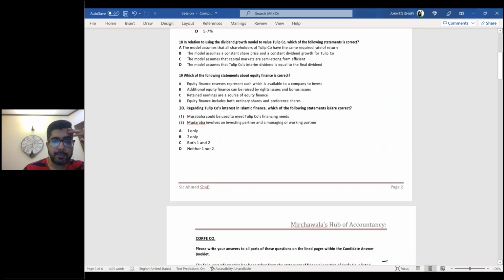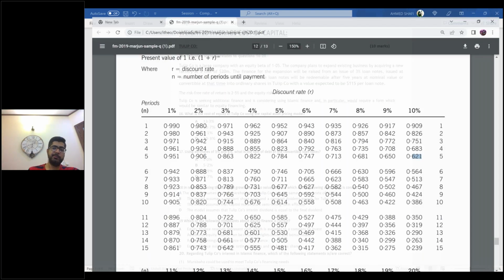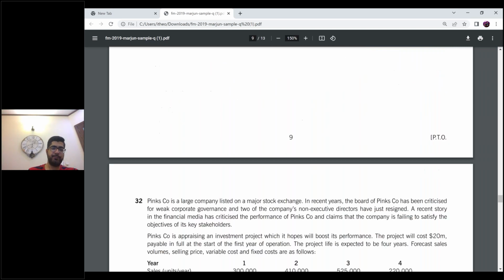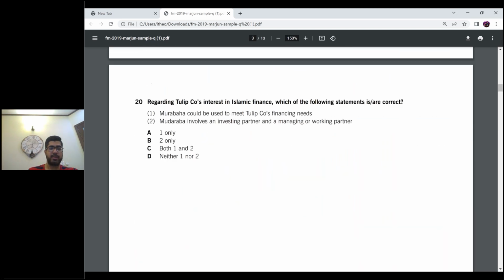Now, the last question which we'll be doing today is an MTQ of weighted average cost of capital. Okay, so we will be doing this MTQ. Now, this MTQ also belongs to the March-June 2019 examination. Because in these practice to pass webinars, what we are doing is we are solving past exam questions to ensure we have a sound understanding of what is really coming in the exam.